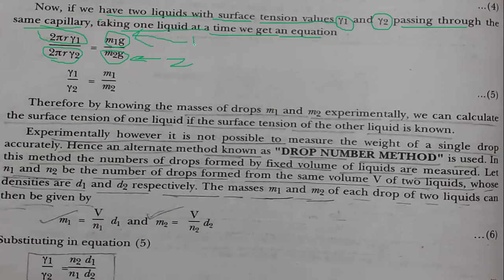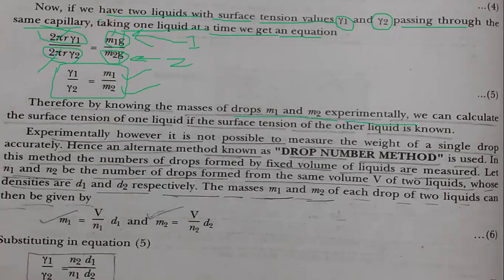Okay, so we have divided. F1 of the first liquid is divided by F1 of the second liquid, right? And F2 of the first liquid is divided by F2 of the second liquid. So what happens here? 2 pi r gets cancelled, g gets cancelled. So what will remain here? Gamma 1 upon gamma 2 is equal to M1 upon M2. So these are the masses of the drops, M1 and M2.